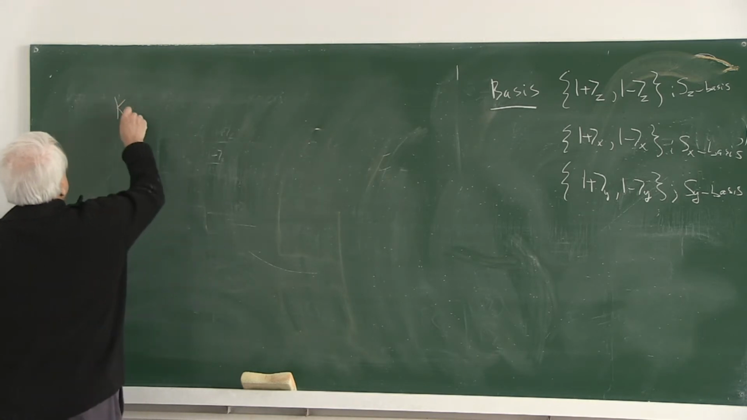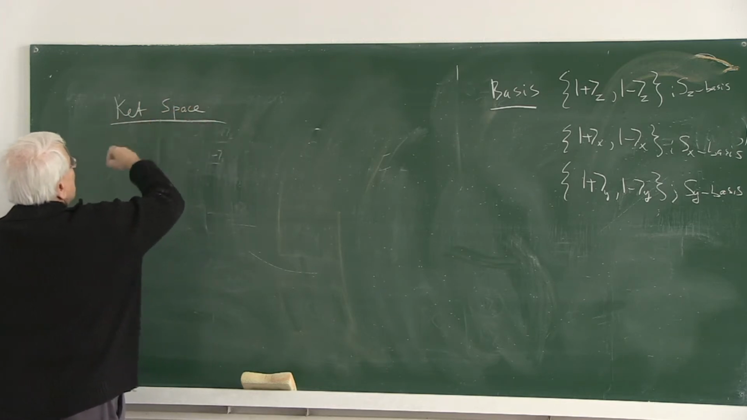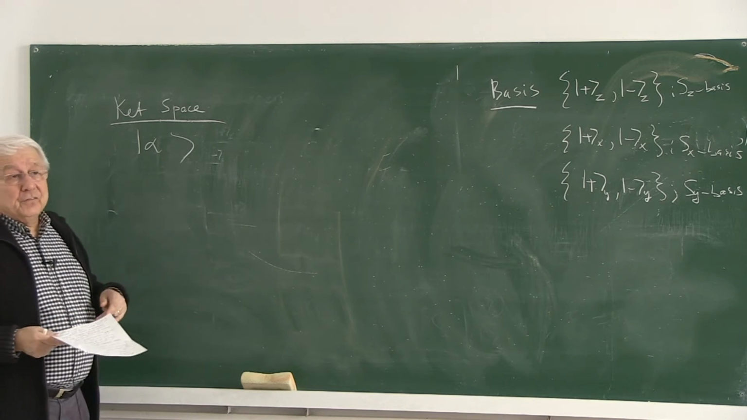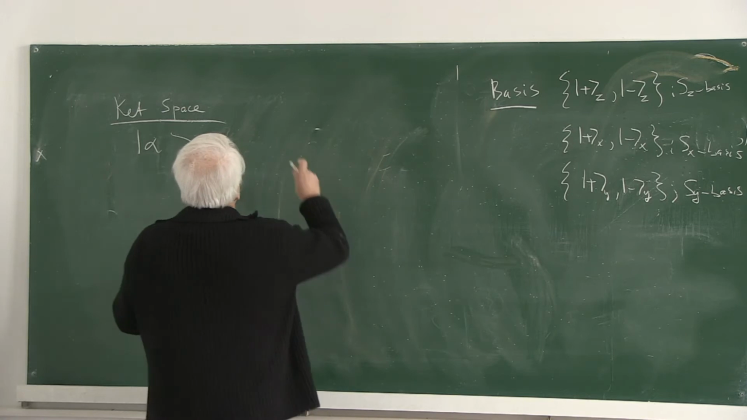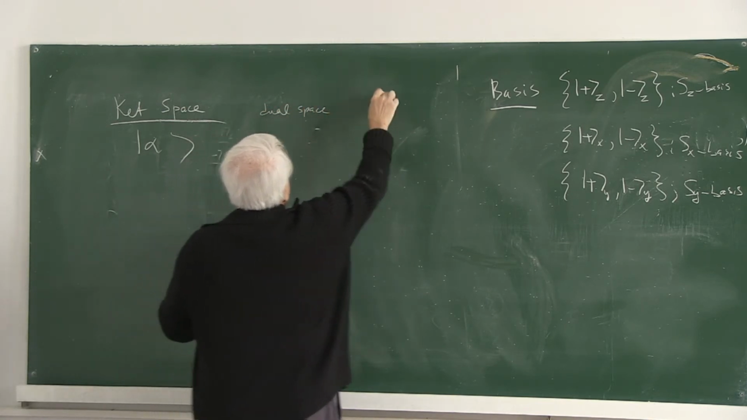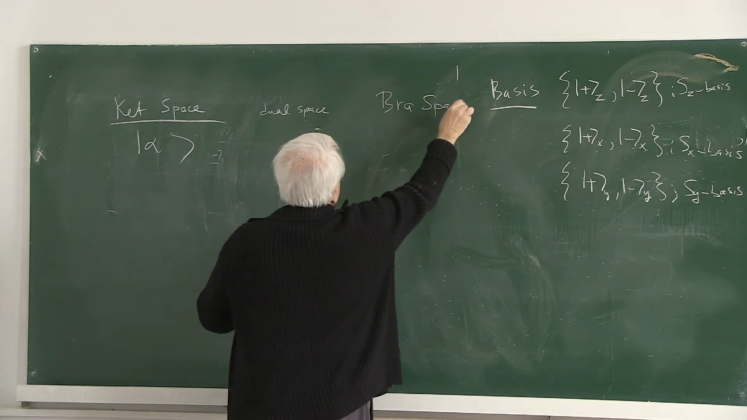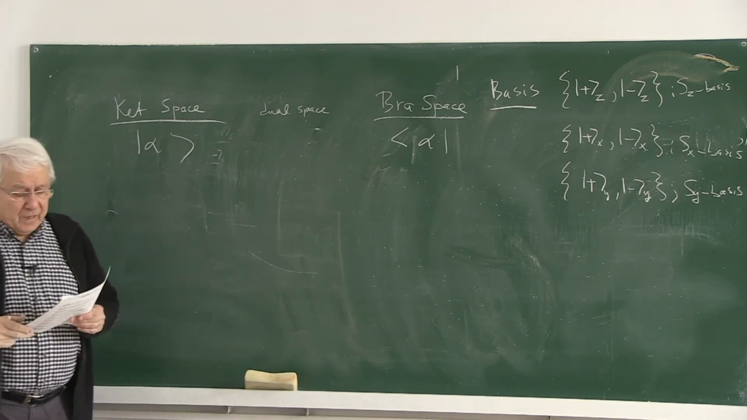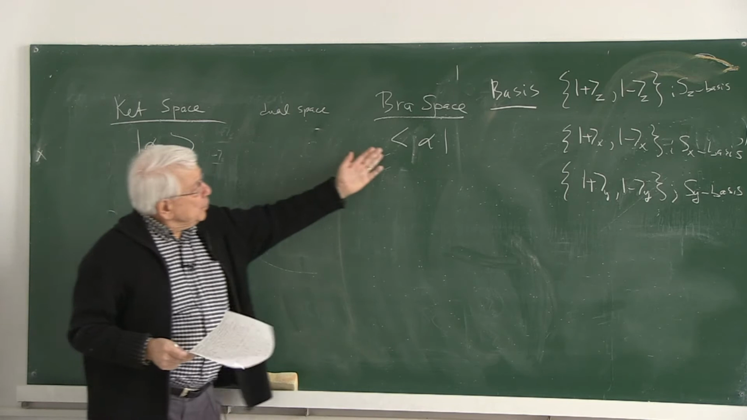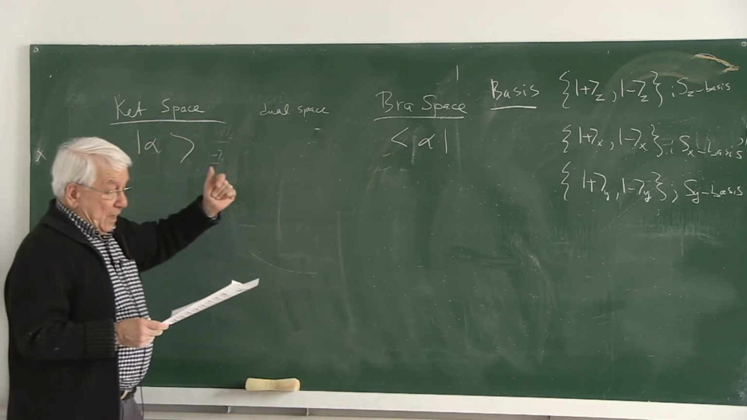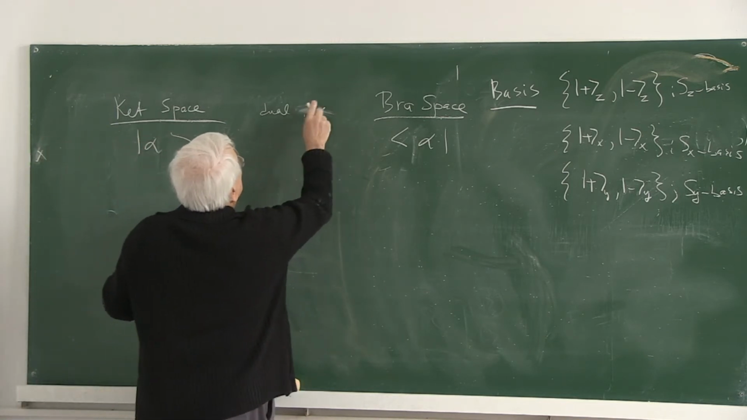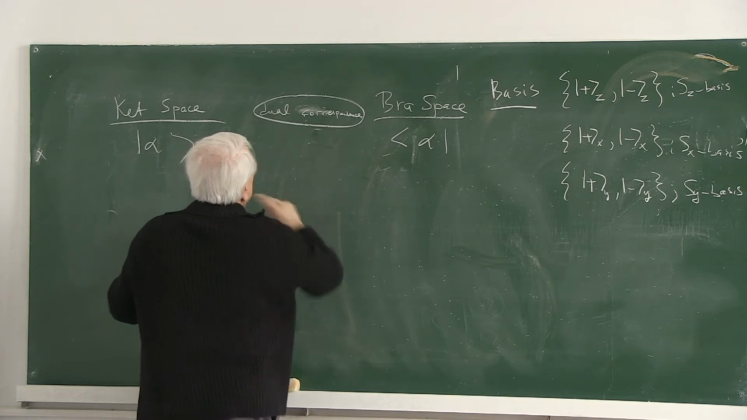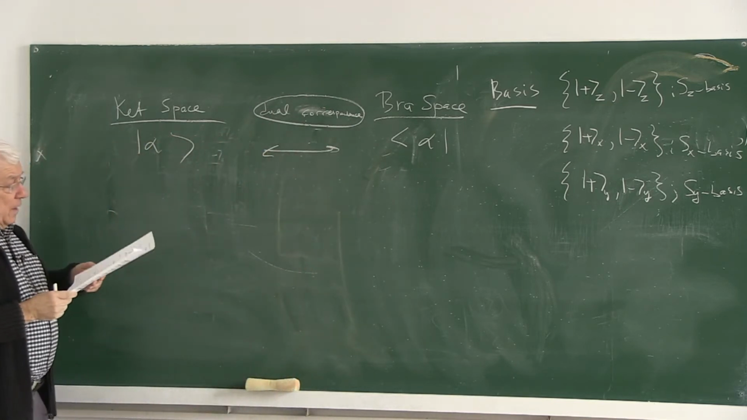Now we have the cat space. Cat is the language of Mr. Dirac, having the elements alpha denoted as such. And we introduce another space dual to it, a bra space. The vectors of that new space, bra vector space, are denoted by this symbol. And this is a dual correspondence between those two spaces.